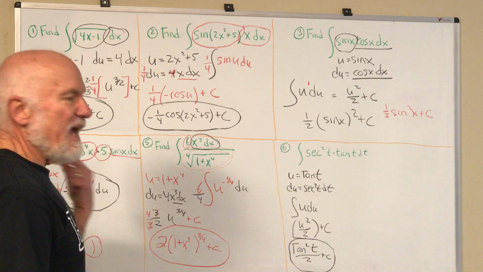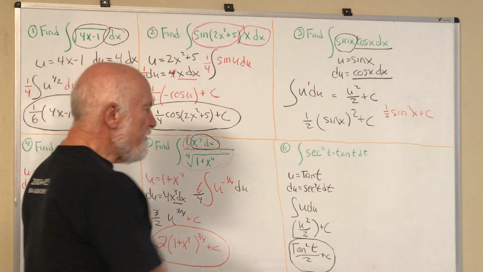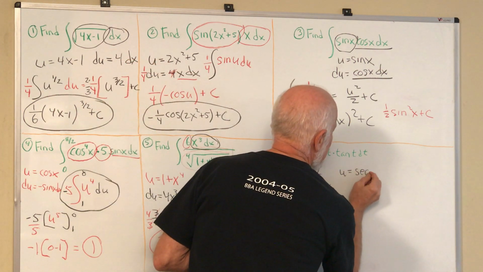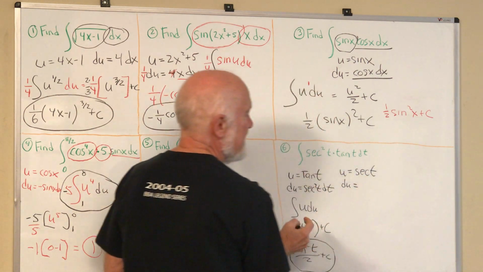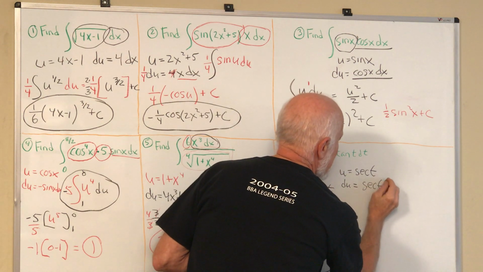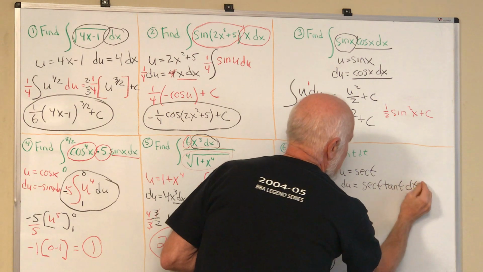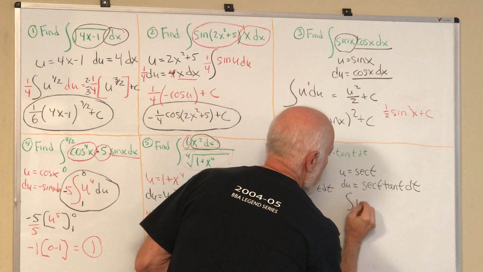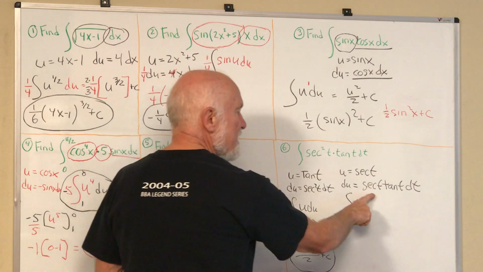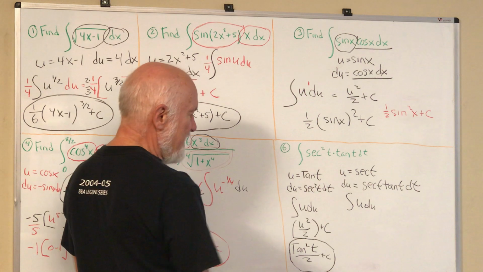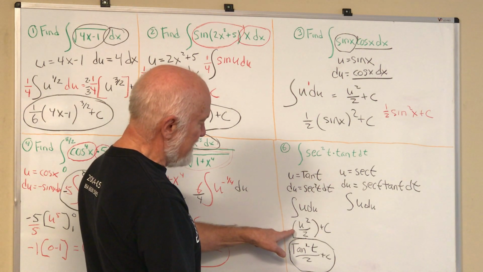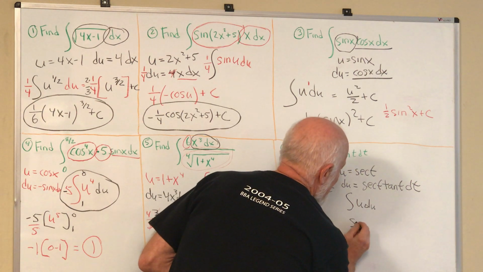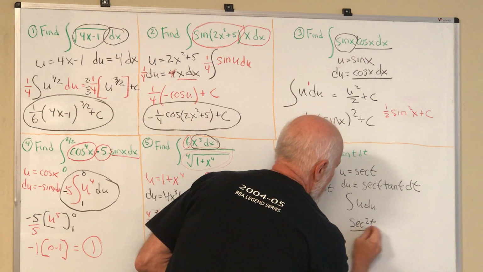Now, sometimes there's more than one way to do it. What if I hadn't thought of letting u be the tangent of t? What if I let u be the secant of t? What would du be? Du would be secant t tangent t dt. And when I rewrite it, one of these secants would be the u. And what would be left would be secant tangent, which is du. You get the same thing. You get u squared over 2 plus c. Except now u is the secant of t. So we get secant squared t over 2 plus c.